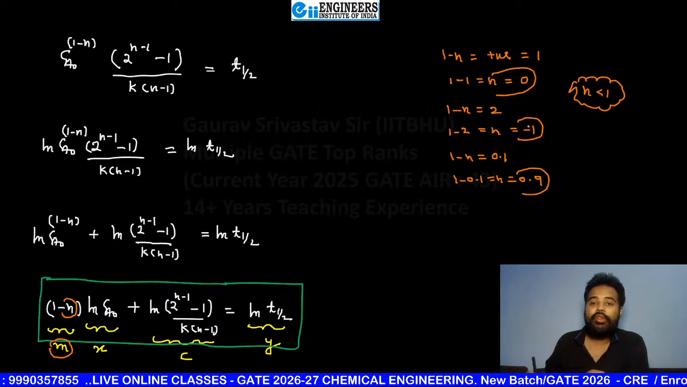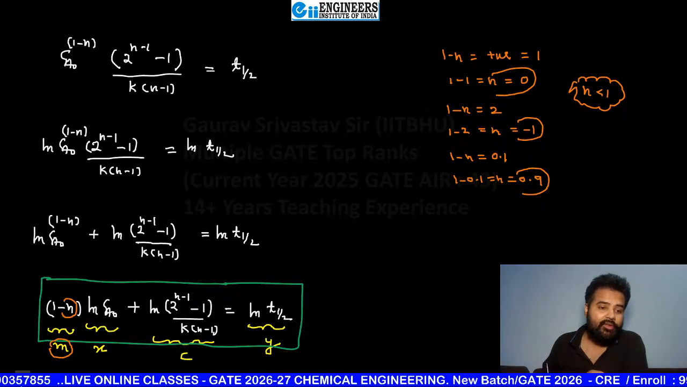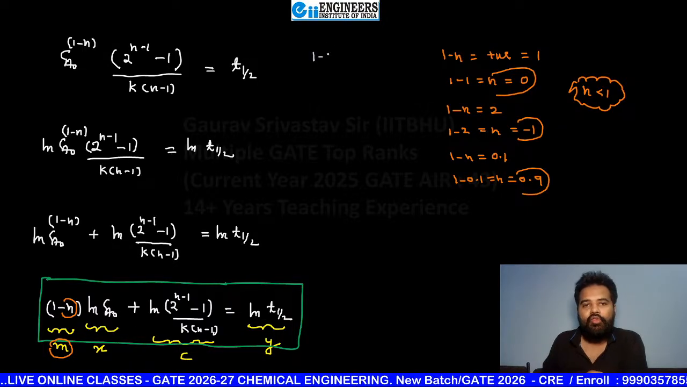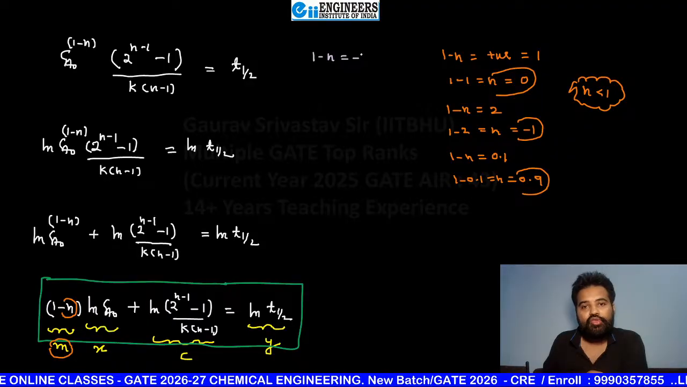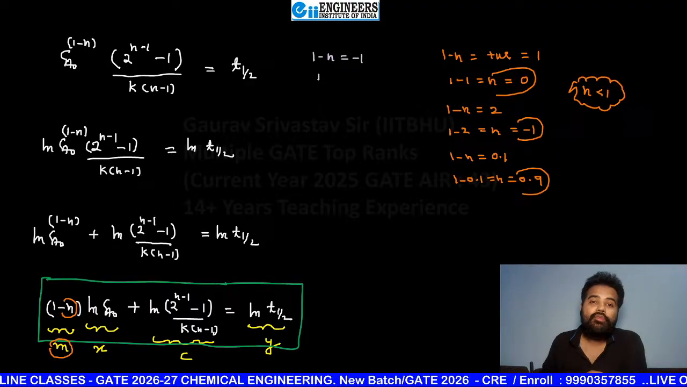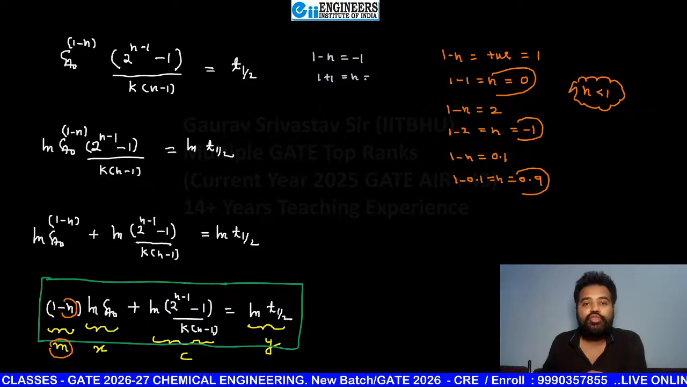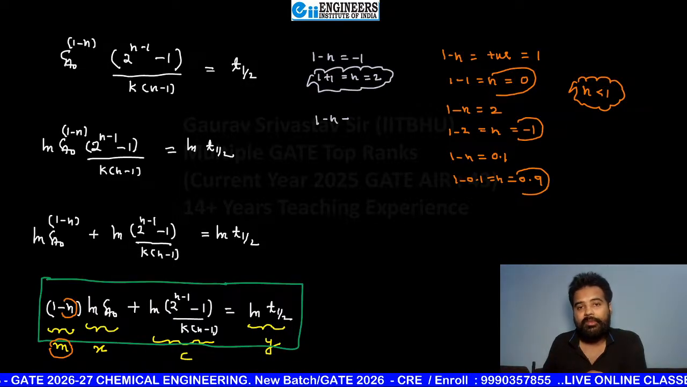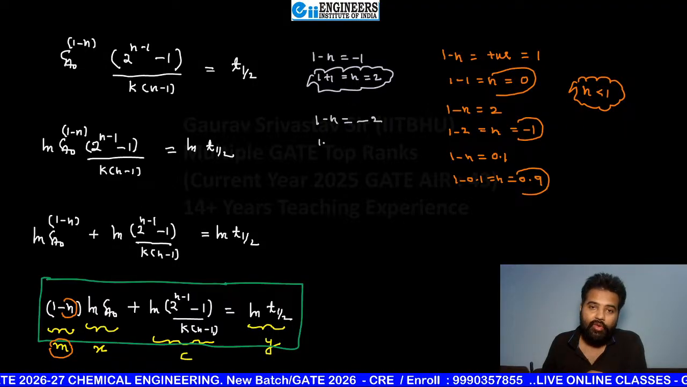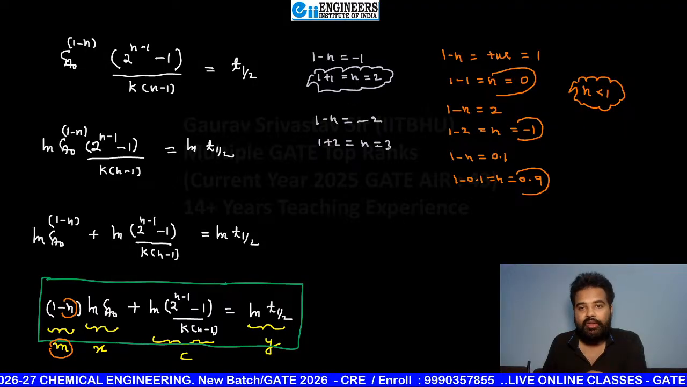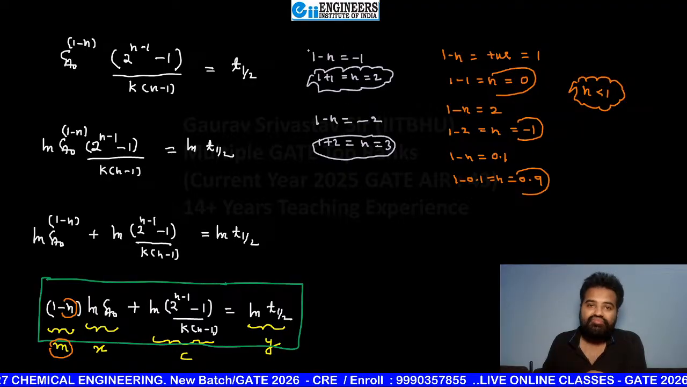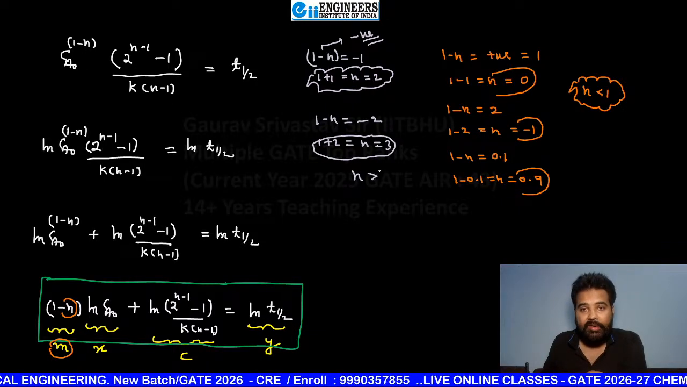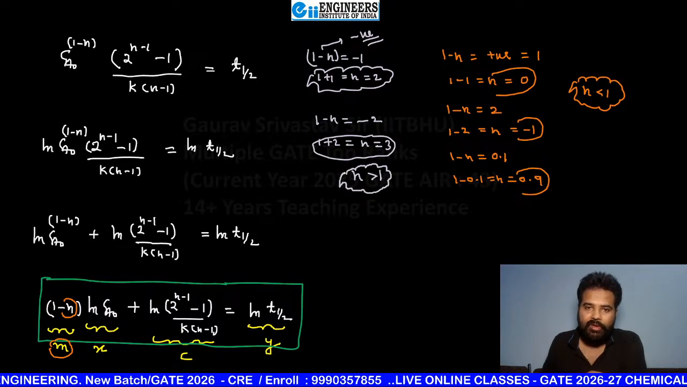Similarly, my dear students, if you are dealing with n more than 1, again a similar thing. 1 minus n, suppose the slope is -1. So 1 plus 1 is equal to n. n is 2. Suppose slope is -2. So 1 plus 2 is equal to n. See, n is 3. So clearly you can see, if the slope is negative, then n will be greater than 1.